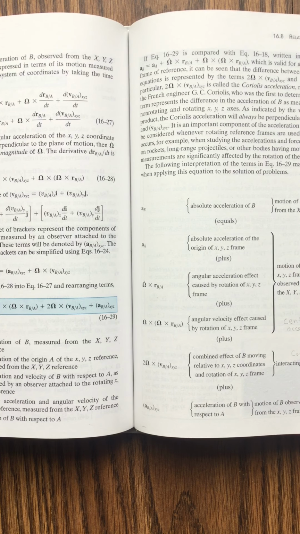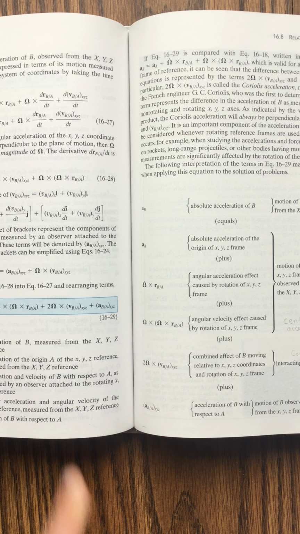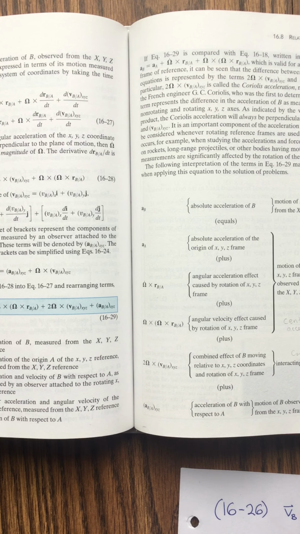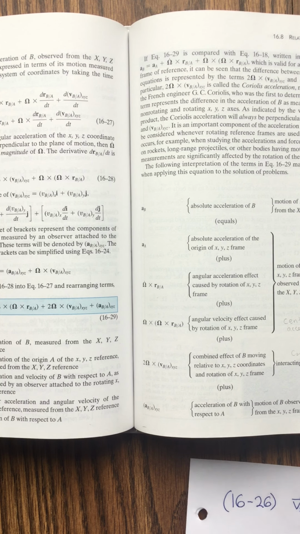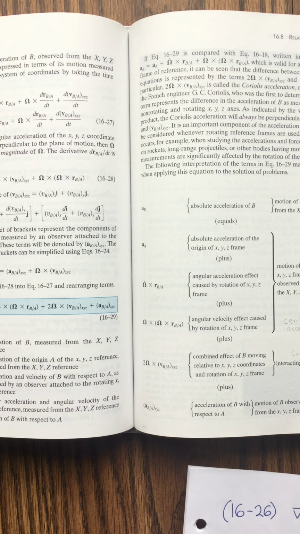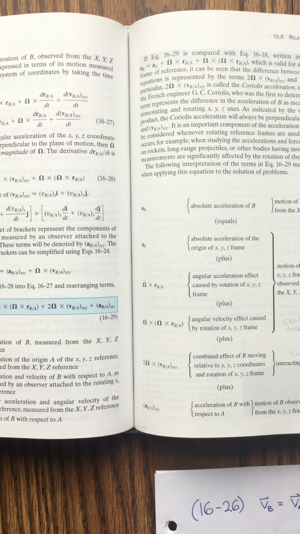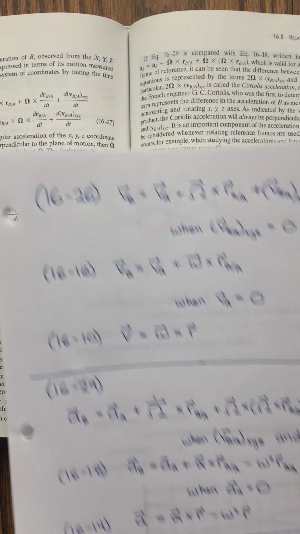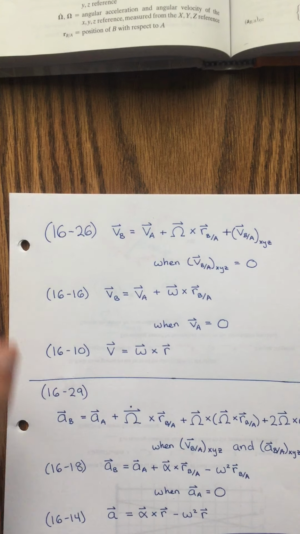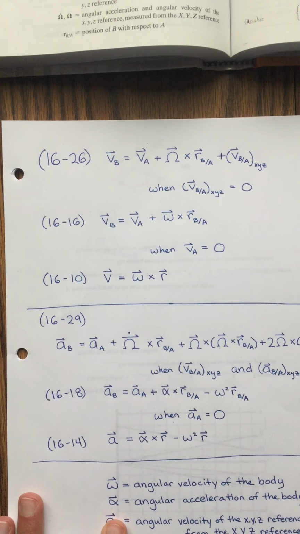Okay, so we're going to look once again at the relationship between the equations that we just derived and the ones that we had previously, so 16-16 and 16-18, and then we're going to go all the way back to equation 16-10 and equation 16-14 to see how the equations in this chapter are all related to each other. So we're going to look at the equations for velocity first. So these equations are all coming from your equation sheet.